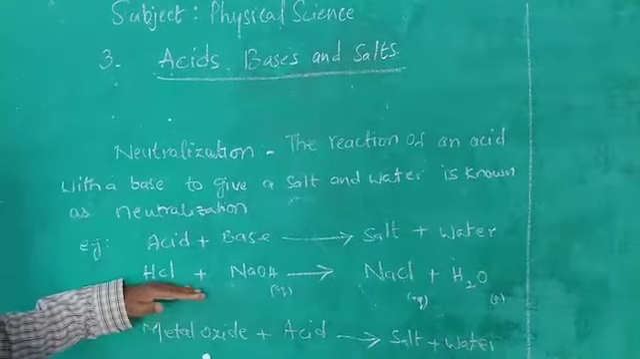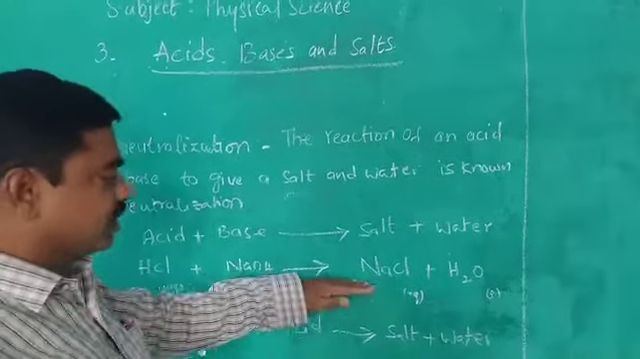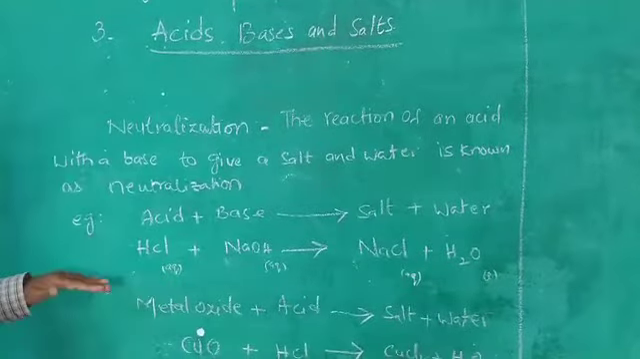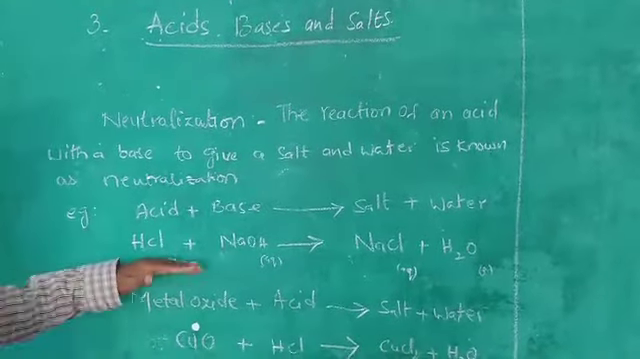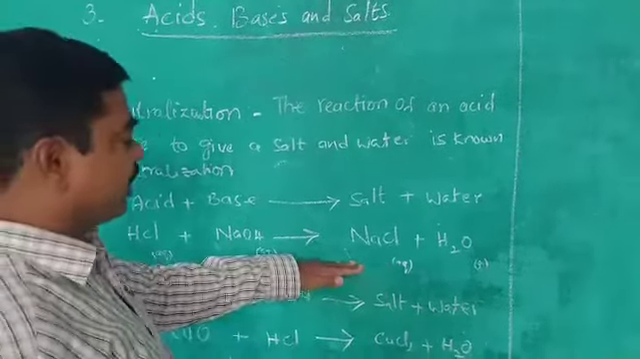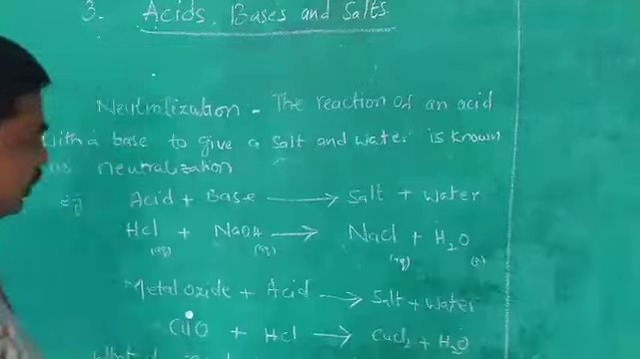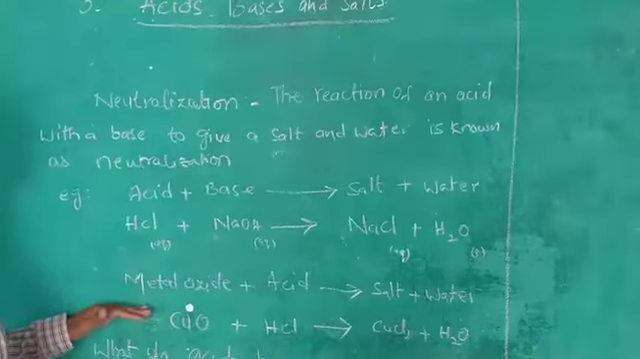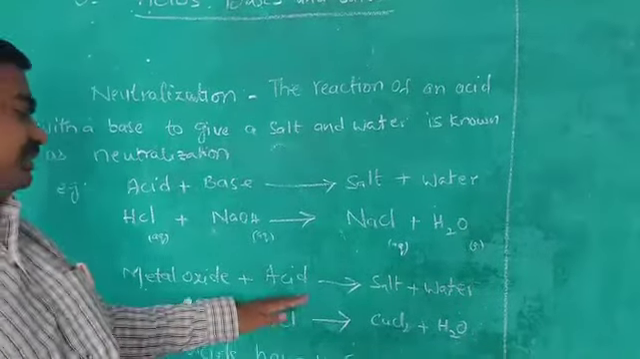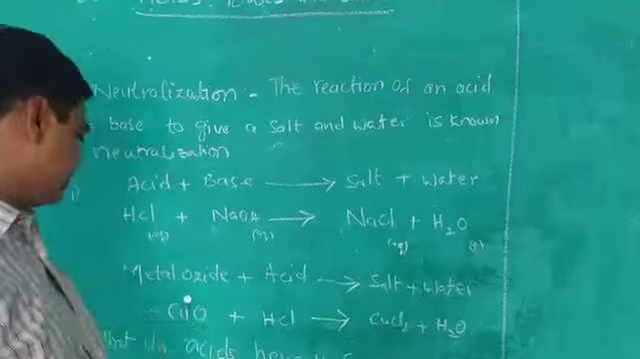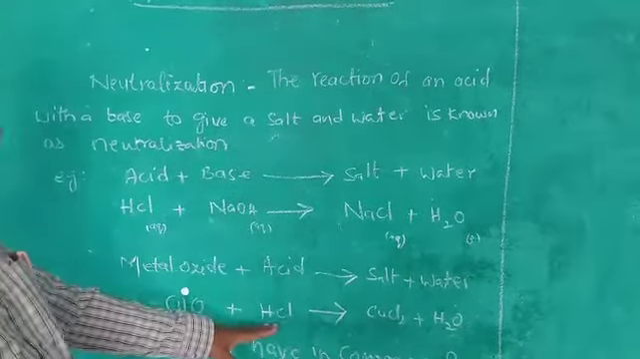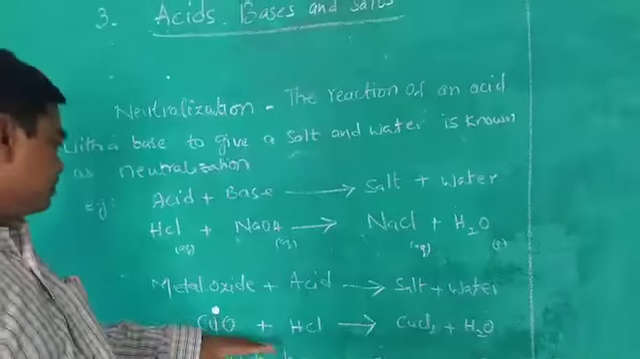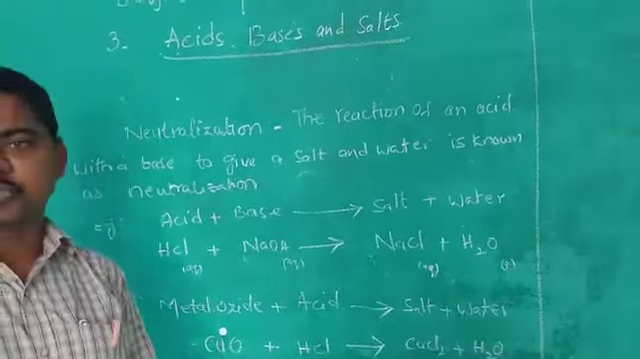Suppose, for example, you take hydrochloric acid and sodium hydroxide; they give rise to sodium chloride and water. Hydrochloric acid is in the aqueous state, sodium hydroxide is aqueous, and sodium chloride is also aqueous, while water is in the liquid state. In the same way, take another example, metal oxide. Metal oxide plus acid gives rise to salt plus water. Copper oxide plus hydrochloric acid gives cupric chloride plus water. This is about neutralization.